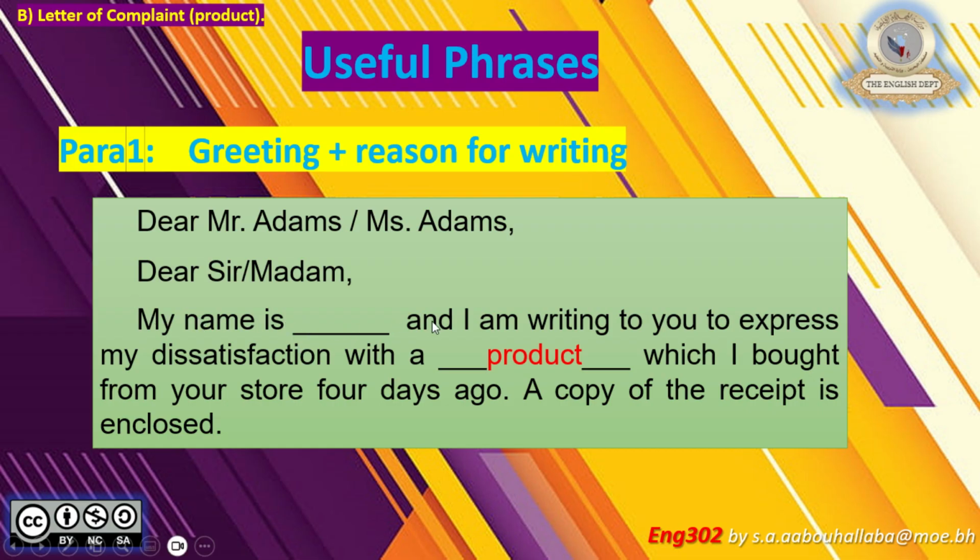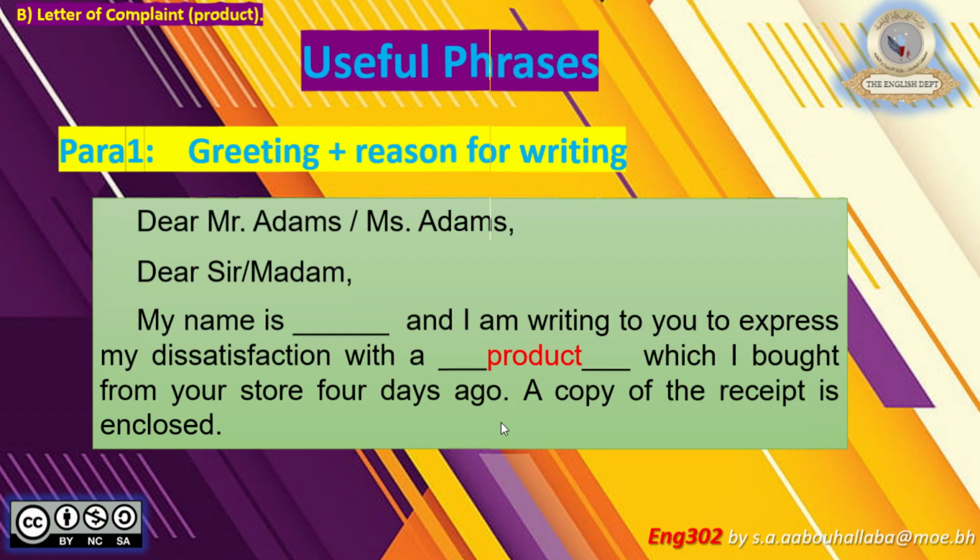My name is so-and-so, and I am writing to you to express my dissatisfaction. This is very formal. My dissatisfaction with, and you name the product, with a laptop, with a digital camera, with a mobile phone, whatever you are talking about, which I bought from your store 4 days ago. You need to say where did you get it and when did you get it. And you end the introduction usually by referring to the receipt. A copy of the receipt is enclosed.